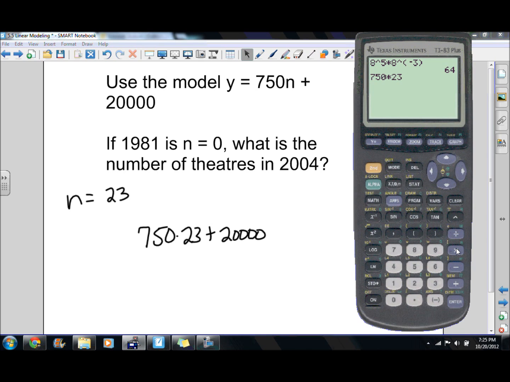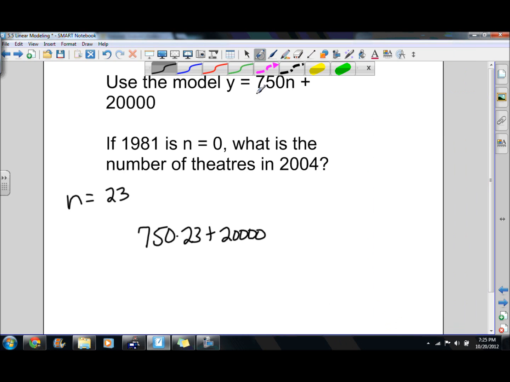Times 23, whoa, plus 20,000 is 37,250 theaters. One more example.